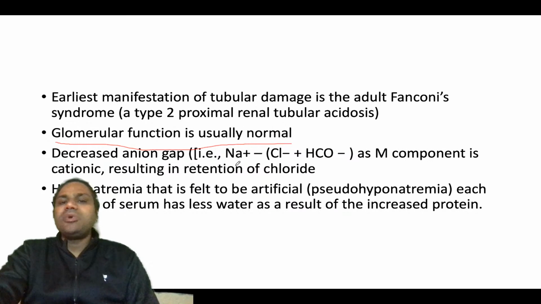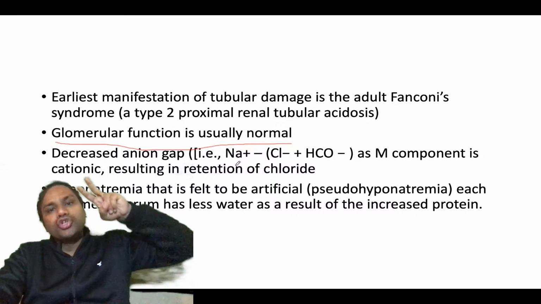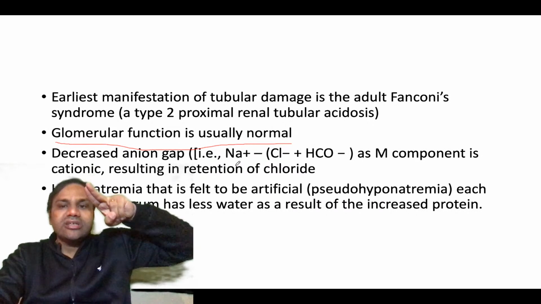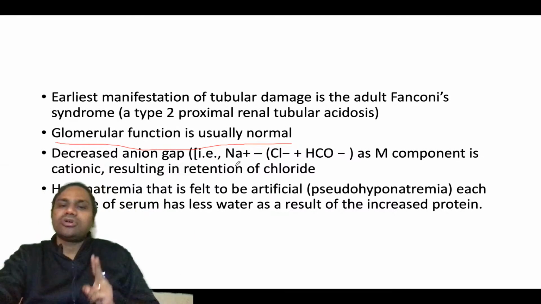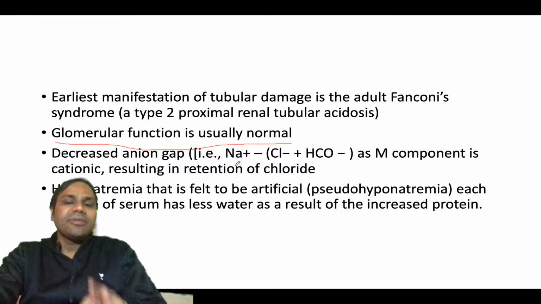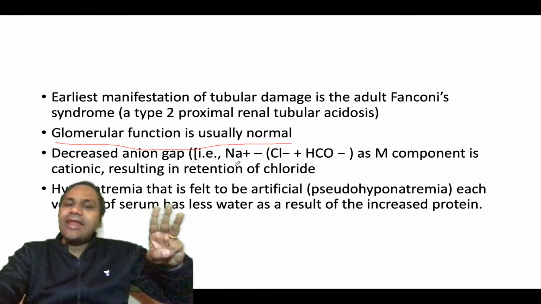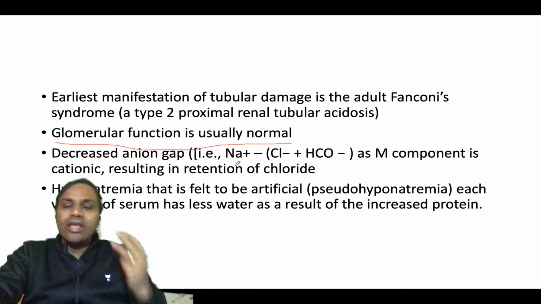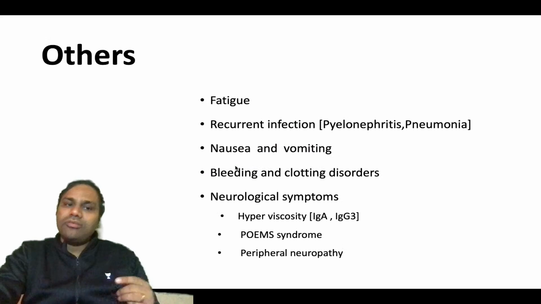You need to remember glomeruli are normal, tubular damage occurs, and which type of tubular damage occurs? It mostly occurs as Fanconi syndrome. So Fanconi syndrome can be associated with multiple myeloma. That you need to know. Anion gap decreases. So these are the different findings which you get in case of multiple myeloma.